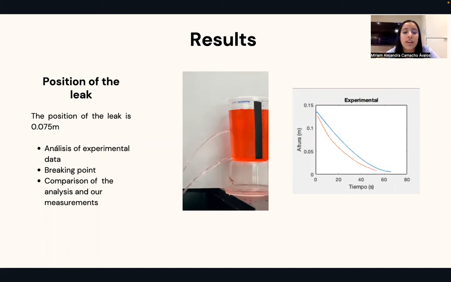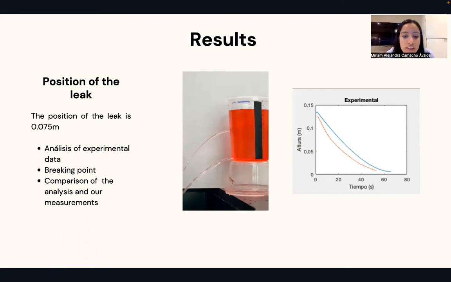We can determine that its location is there due to the fact that analyzing our experimental data gave us the opportunity to observe that at the starting point, 0.15 meters, both of the functions seem to start almost with the same inclination. And in a short period of time, the function representing the container with a leak presents a deeper graph. Also, by comparing both of the graphs, it can be observed that at 0.075 meters, the two functions present a breaking point, letting us know that the leak is there.